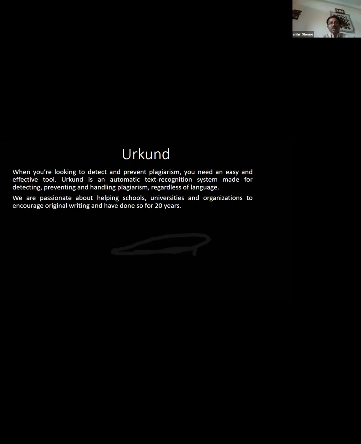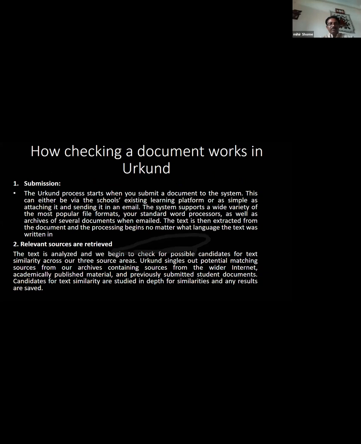When you are looking to detect and prevent plagiarism, you need an effective tool. Urkund is an automatic text recognition system made for detecting, preventing, and handling plagiarism regardless of language. We are passionate about helping schools, universities, and organizations encourage original writing and have done so for 20 years. So this is the basic documentation. Then how we can go for the submission, then what the relevant sources are, then machine learning powered analysis, then report creation and delivery.